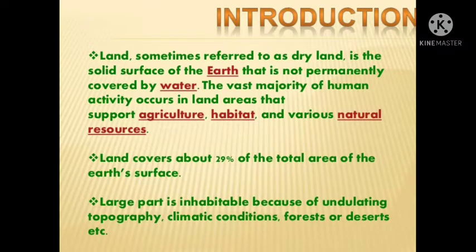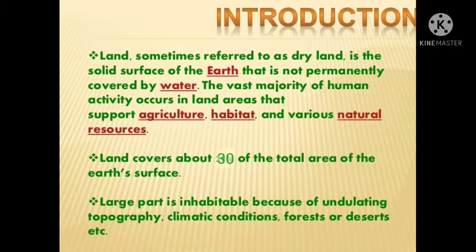Students, at first we will discuss land resources. What does it mean? Land, sometimes referred to as dry land, is the solid surface of the earth that is not permanently covered by water. Students, the vast majority of human activity occurs in land areas that support agriculture, habitat, and various natural resources. Land covers about 30% of the total area of the earth's surface.